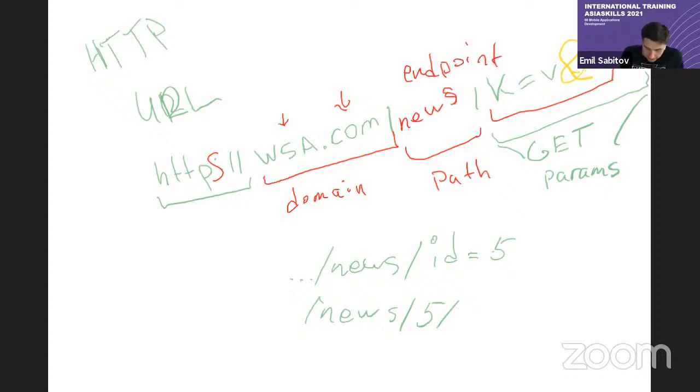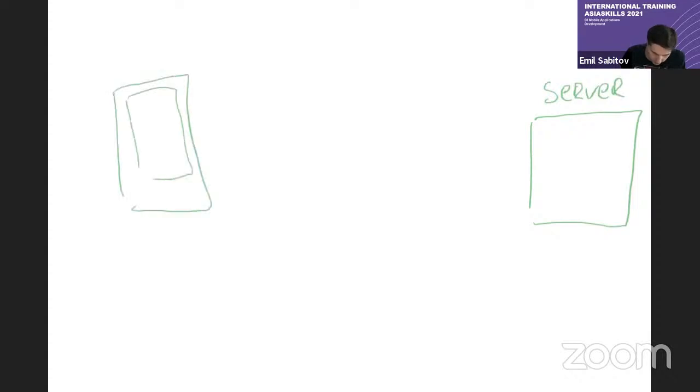Next one, so we need a new canvas. This is our server. This one is our mobile device. Often we've got the name for this, a client.